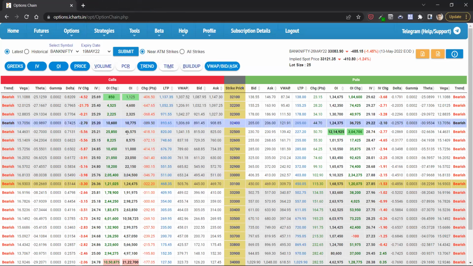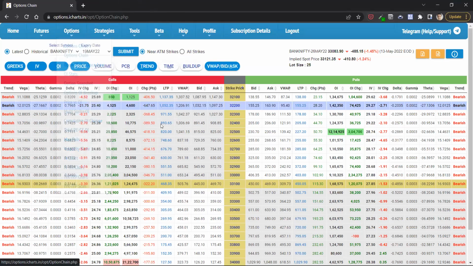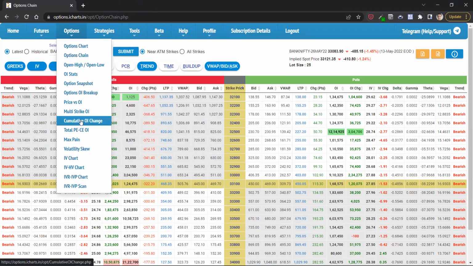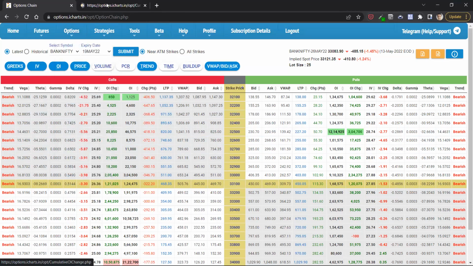I was talking about option chain. Always keep this open, whichever symbol you are looking at, whether you trade Nifty or Bank Nifty or whatever. Keep this open in one tab, and then let us go to another tab. We'll talk about cumulative OI change.